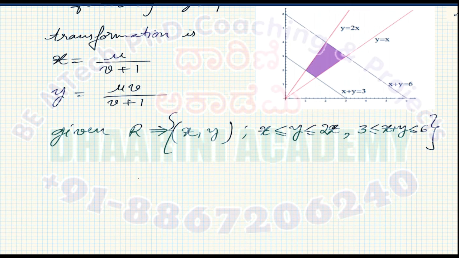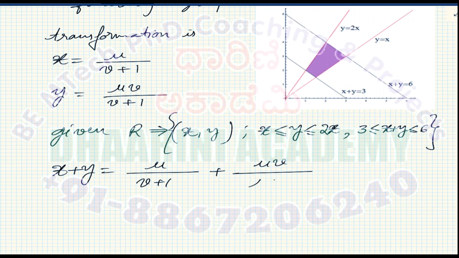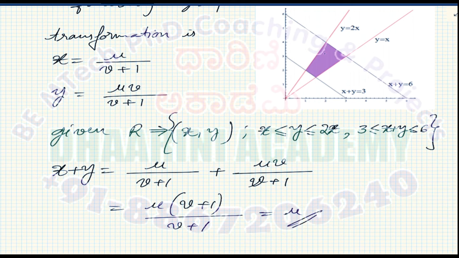Correct? So let's try to do the x plus y from this. Okay, so x plus y is nothing but the first term, u by v plus 1, plus the second term, uv by v plus 1. So this is equal to, I'll take a u common from both of them, u into v plus 1 divided by v plus 1. So this means it is u. Correct? So we got one answer very easy.